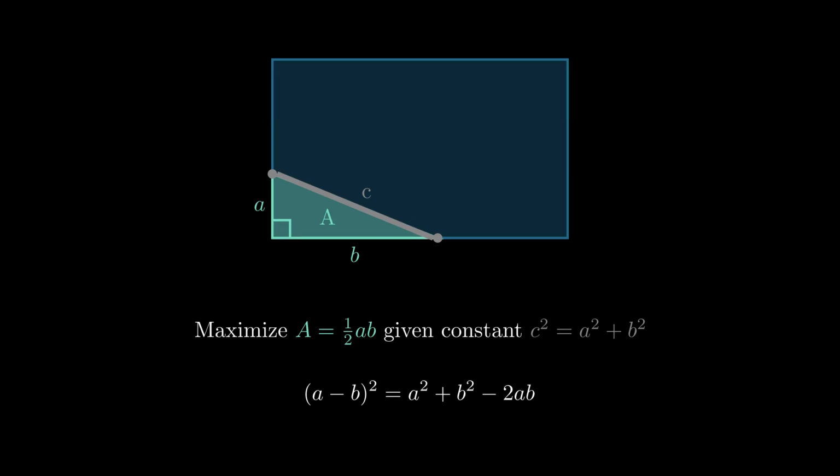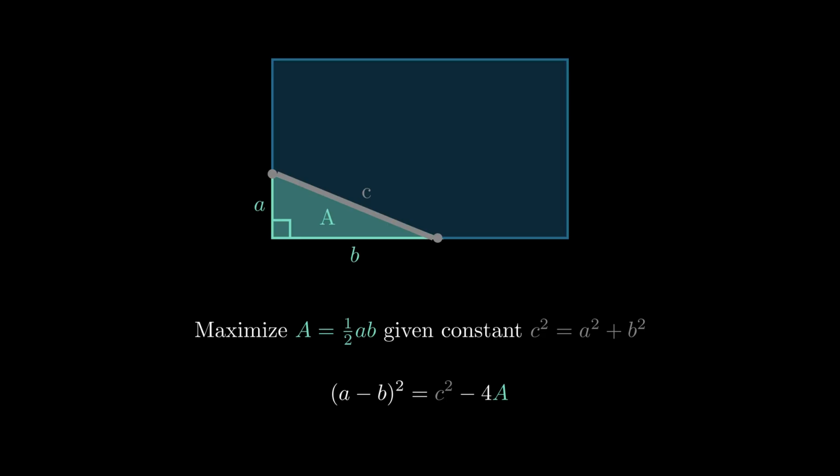But we know 2ab is the same as 4 of our right triangle areas, and otherwise that a squared plus b squared is just the same as our constant c squared. So if we'd like, we can rewrite that (a minus b) squared is the same as c squared minus 4 times the area we're trying to maximize.